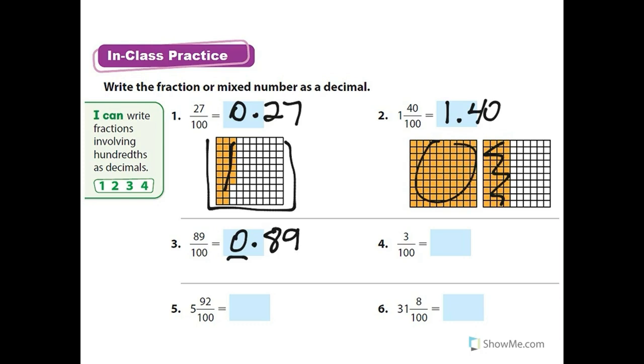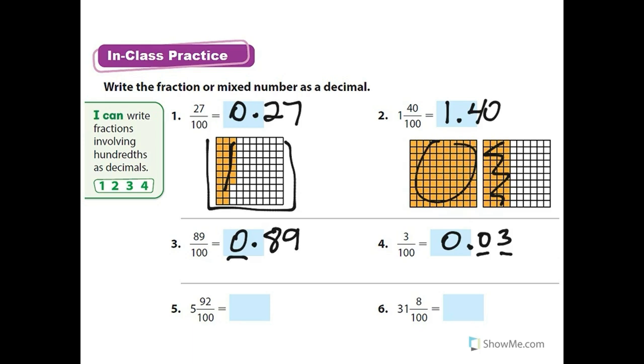Alright, so number 4 can be kind of tricky because some of you might think, well, we got 3 hundredths, it should look like this. Well, no, that would be 30 hundredths. That 3 is in the tenths place. Here's what 3 hundredths would look like. See, we've got 3 in the hundredths place. We can put that 0 there just as the place value because there are 0 tenths and 3 hundredths.